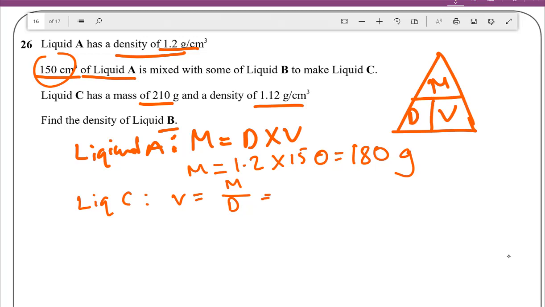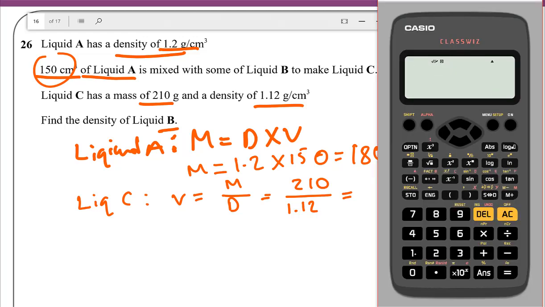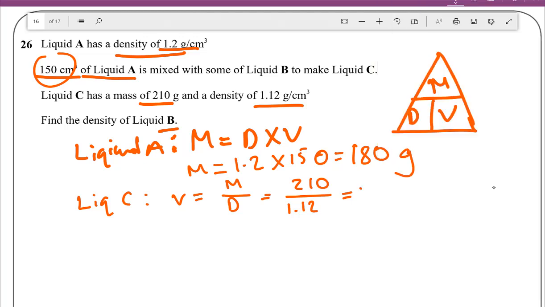So mass of liquid C is 210, and the density is 1.12 grams per centimeter cubed. So 210 divided by 1.12, and that gives an answer of 187.5. 187.5, because its volume is going to be centimeters cubed.